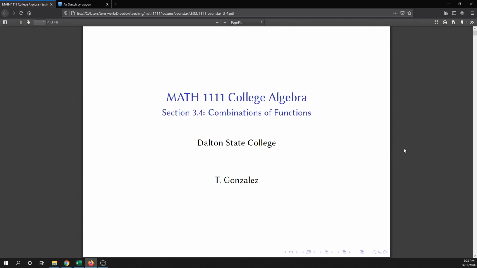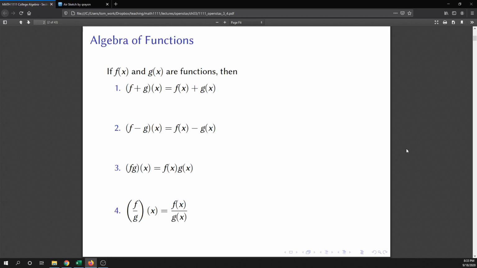All right, in this video, we are going to talk about combinations of functions. So what this section is about is taking two functions and then combining them in certain ways to make more complicated functions. Okay? And so most of the ways are going to be pretty straightforward. You can see four of them right here. So we have f plus g, f minus g, f times g, and f divided by g.